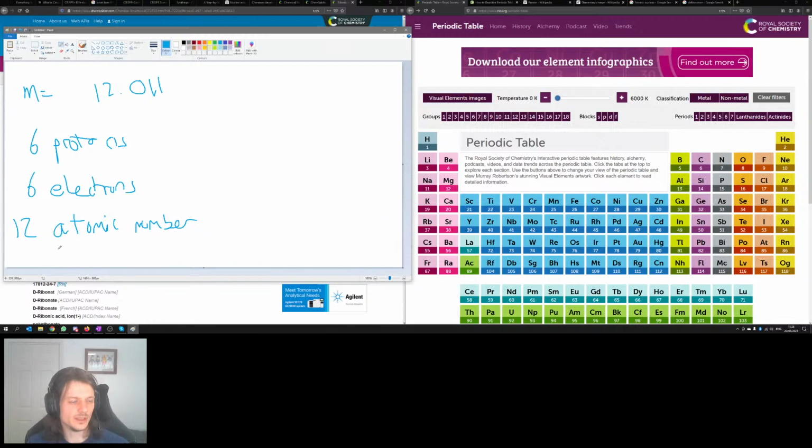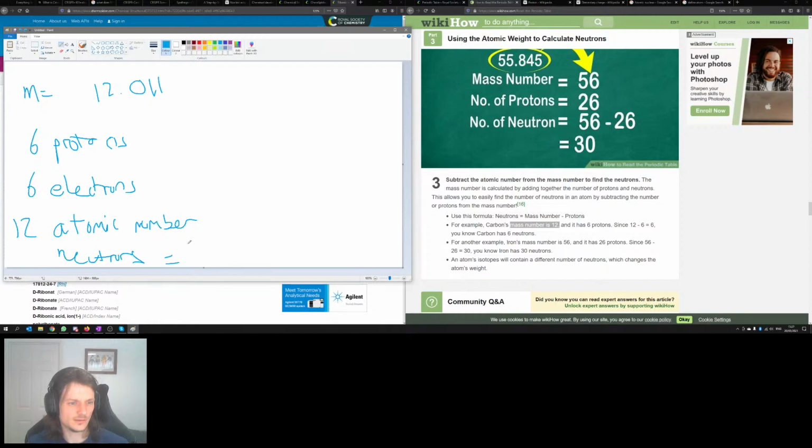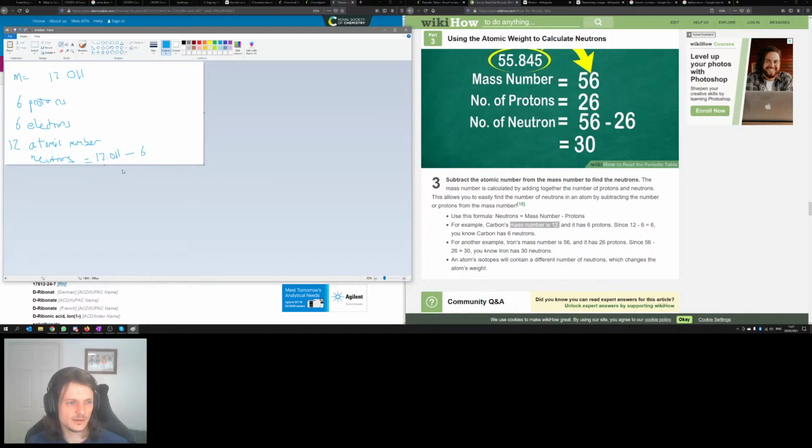So neutrons will be protons take away the mass, was it? The mass number is mass number minus protons. Okay, so it's 12.011 take away 6 equals 6.011, or 5.9 or whatever it is. I don't know. What is that?